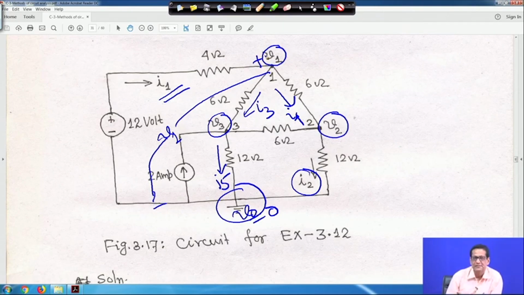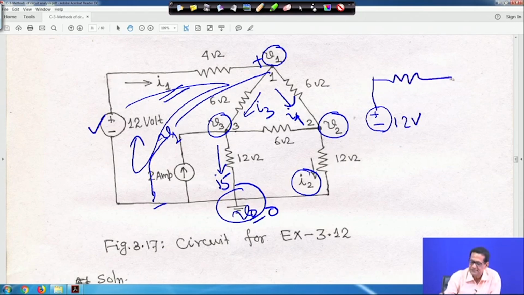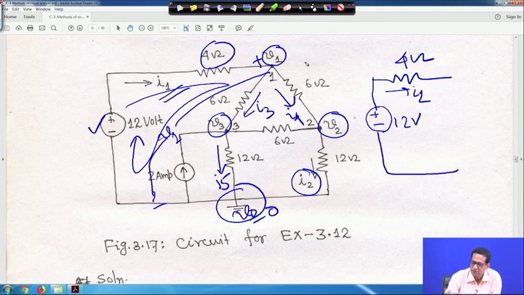So first you apply your KVL like this. If you have any confusion, I can draw the same diagram in a different way. Say this is my plus minus, this is my 12 volt source, and this is the 4 ohm resistance, and this is your current I1. Here this is your node 1, the point after the 4 ohm. This point with respect to the reference ground is V1, plus minus.